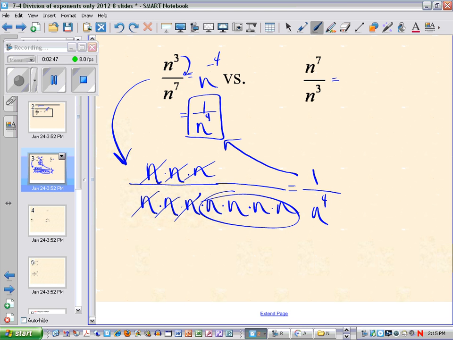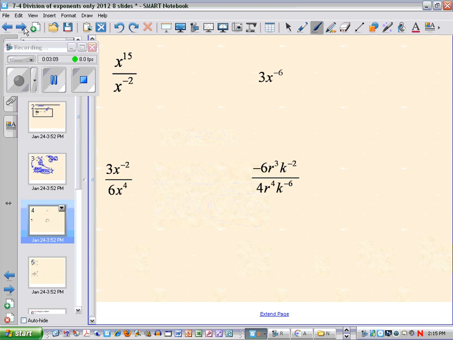So over here, we're going to keep the same base, subtract the exponents, n to the 4th, which makes sense. I've got 7 of them up here, 3 of them down here. If I canceled 3 of them here, I could cancel 3 of them from the top, leaving just 4 of them. So when you're dividing, subtract the exponents. Okay?